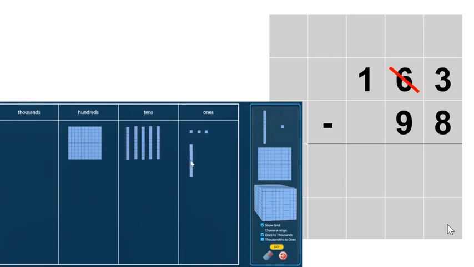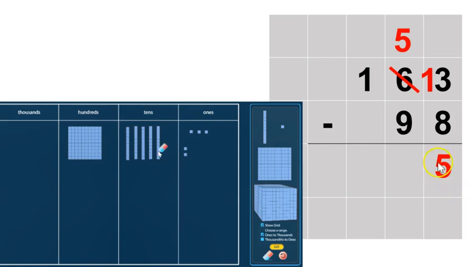Take one of those tens, so now I have 5 tens, and I break up those tens over in the ones place to give me 13 ones. Now I can subtract 8. 1, 2, 3, 4, 5, 6, 7, 8.